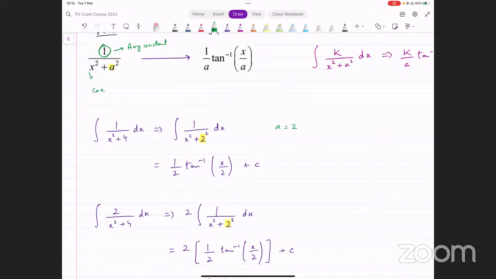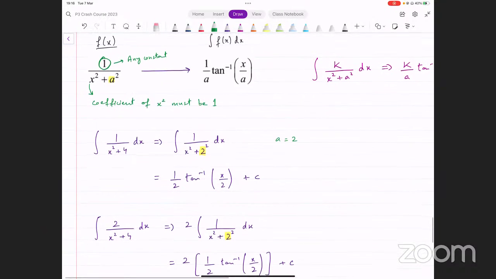The coefficient of x square must be 1 here. You can't have another number with this. You can't have 2x square or 3x square here in place of x square if you're using it in this form. Okay. So if you're using this form, the coefficient of x square must be 1. All right. So these are two things that you need to remember.